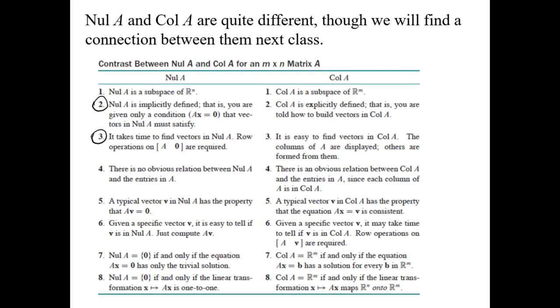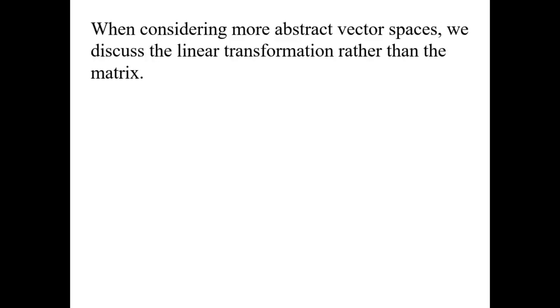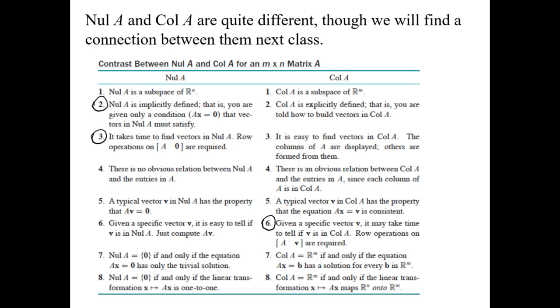Given a vector, it's easy to tell if it's in the null space. Just multiply and see if you get 0. Given a specific vector, it takes some time, because you actually have to solve, and we saw an example earlier. To see if it's in the column space, we had to actually solve the equation, the system.